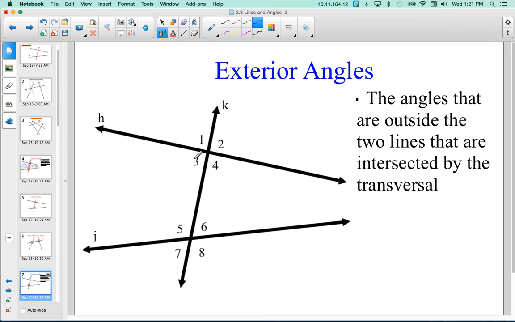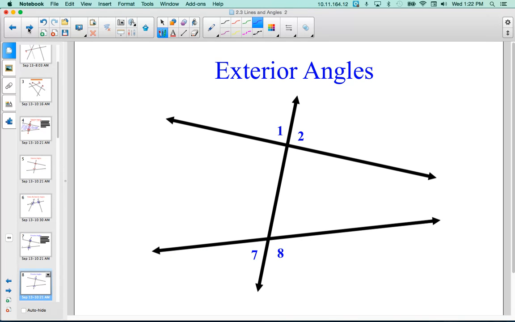Exterior angles. So we have our interior, the ones in the river. Exterior, the ones on the outside, the angles that are outside the two lines that are intersected by the transversal. So our transversal here is K because it intersects H and J. The exterior angles are going to be the ones on the outside, angles 1, 2, 7, and 8. These are our exterior angles. Okay, 1, 2, 7, and 8.